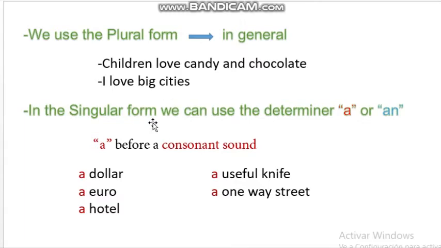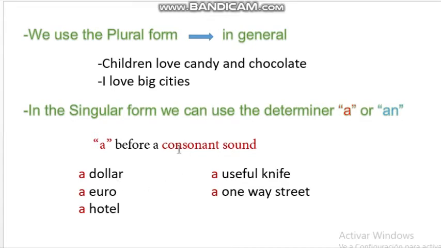In the singular form, we can use the determiner a or an. We are going to see the difference. We use a before a consonant sound. This is the consonant sound, not the consonant letter. We are going to see: a one-dollar bill, a euro, a hotel, a useful knife, a one-way street.